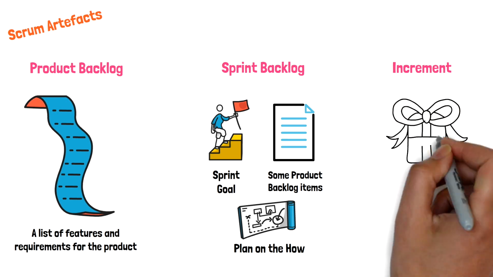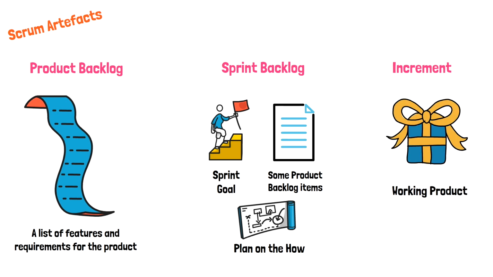Increment. An increment in Scrum is a working version of a product that is created at the end of each sprint. It is a concrete representation of the product's progress and helps to ensure that the product is developing in the right direction. The increment is essential for measuring progress and making decisions about the product.